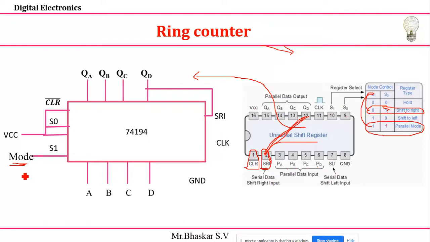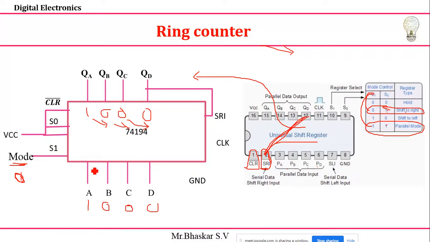If my mode value is 1, then whatever ABCD value you have given, that value will be loaded here. Loaded means it will be stored in the shift register, internally the 4 flip-flops. The stored value is 1000. After that I'll make the mode value 0. If I make my S1 value 0, it will try shifting right, because you are connected to shift right. Clear? So the QD value I'm going to connect to here and do that process.